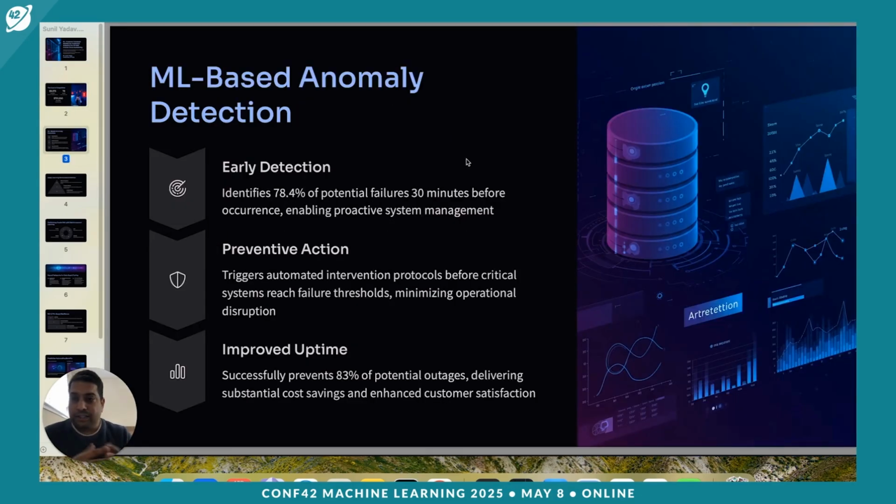Now, what is actually machine learning based anomaly detection? There are three pillars of this entire concept. First is early detection of a problem. They say that more than 70% of problems can be identified within 30 minutes before they happen, like space getting filled or CPU getting choked to more than 99%. There are different examples like that. If we detect that early, we can prevent it early.